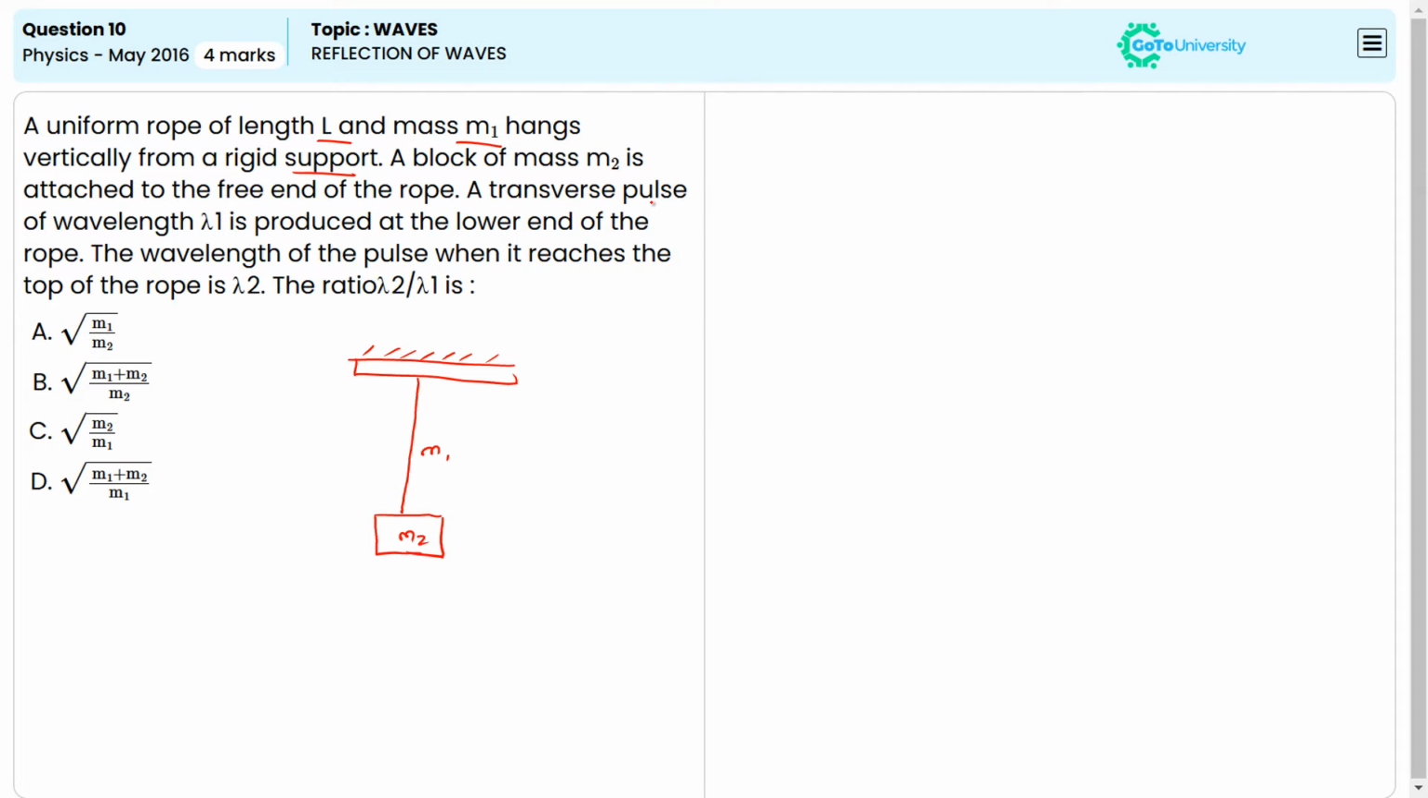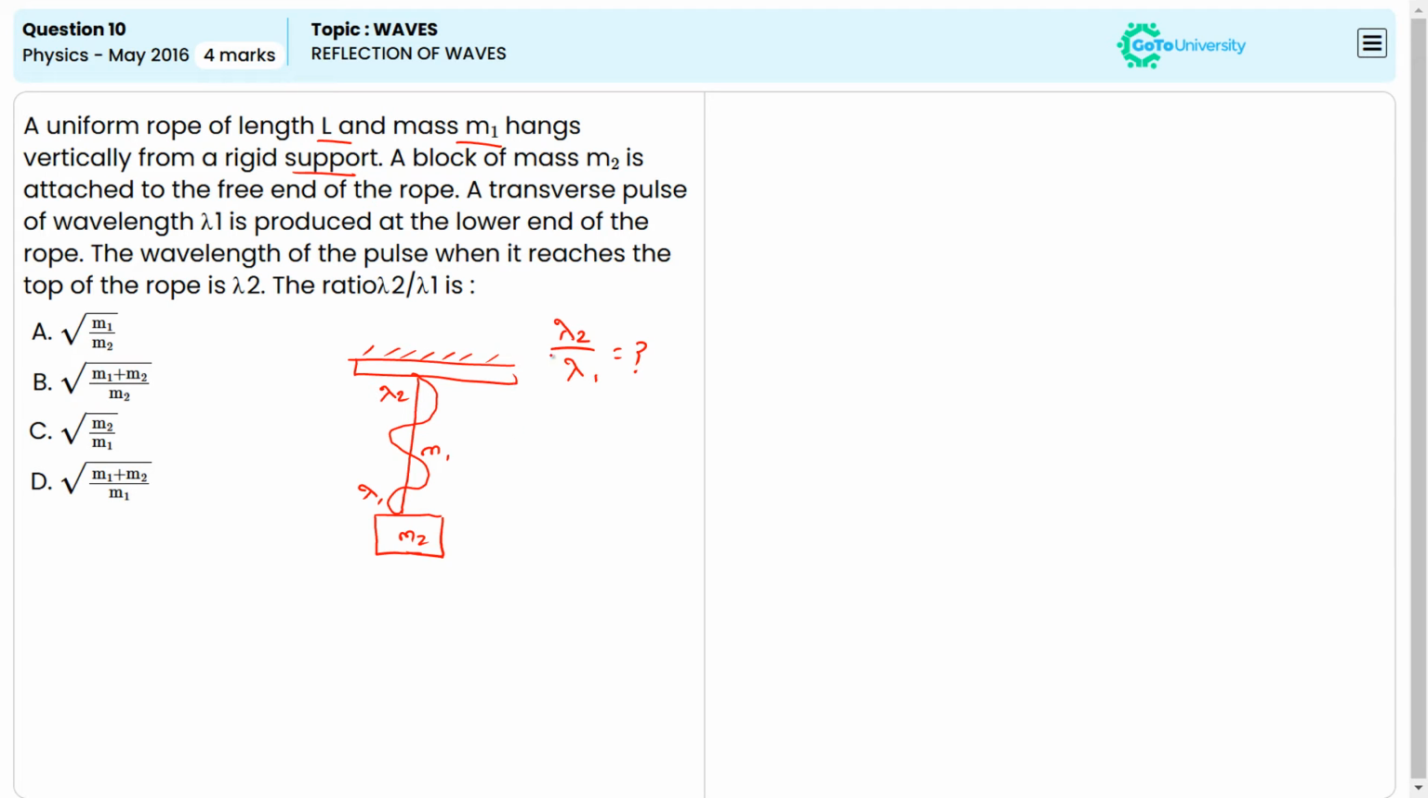A transverse pulse of wavelength lambda 1 is produced at the lower end of the rope. That means from the lower end of the rope, one transverse wave is produced, and it is lambda 1. The wavelength of the pulse when it reaches the top of the rope is lambda 2. So here it is lambda 2. The ratio of lambda 2 divided by lambda 1, we need to find here.